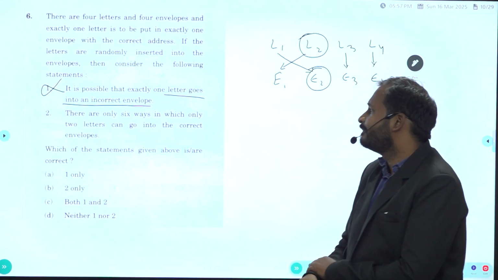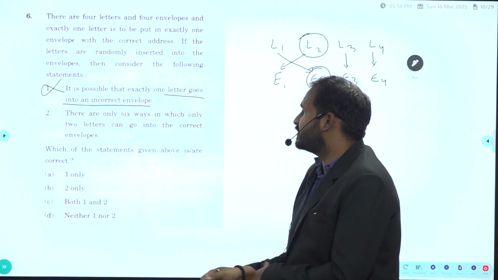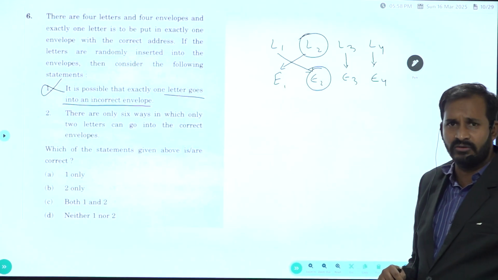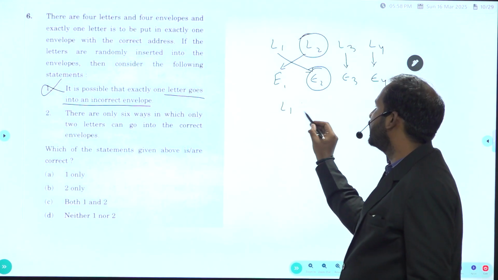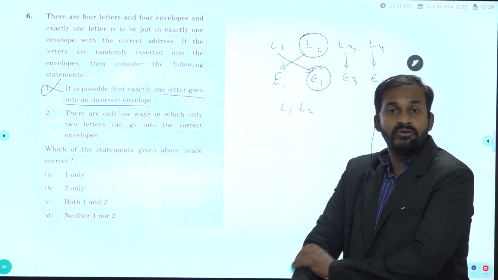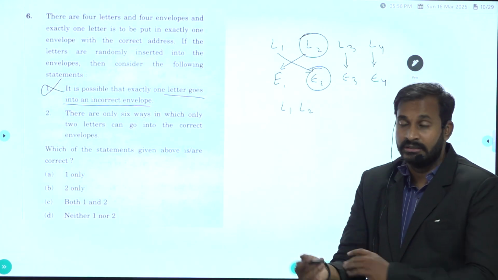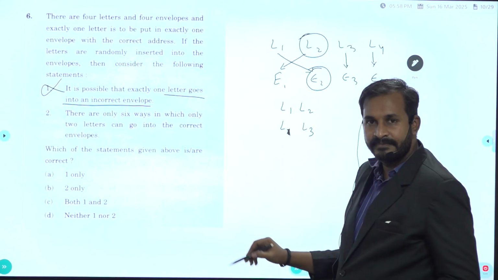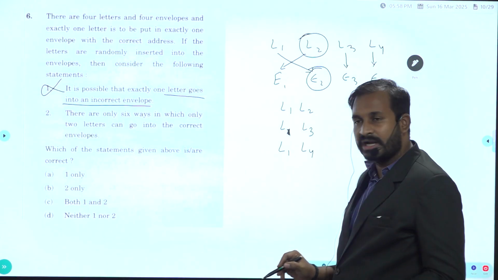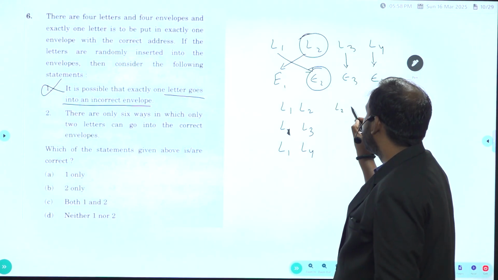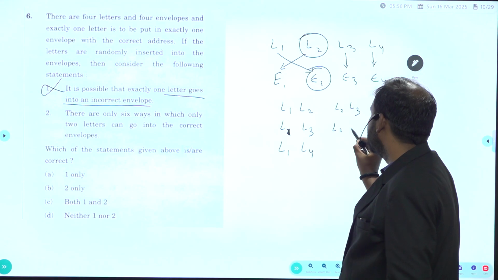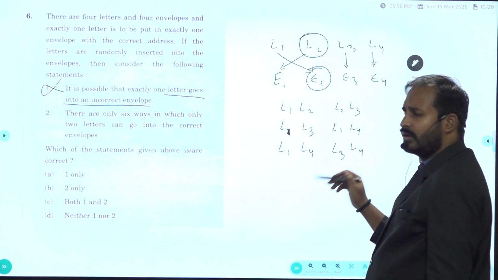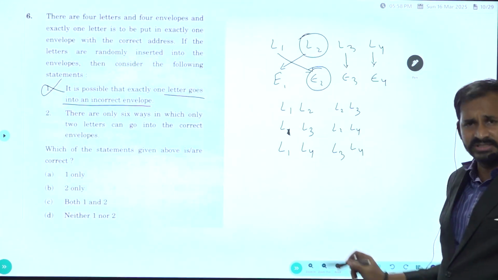Next, there are only 6 ways in which only 2 letters can go into correct envelopes. They are telling that only 2 letters can go into the correct envelope. That means I will assume that letter 1 and letter 2 go into the correct address. Only 2 letters are going. Next, I can also take that letter 1 and letter 3 went into the correct address, or letter 1 and letter 4, or letter 2 and letter 3, or letter 2 and letter 4, or letter 3 and letter 4. Letter 3 and letter 1 was already counted.